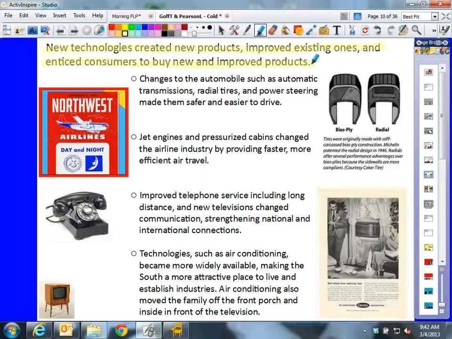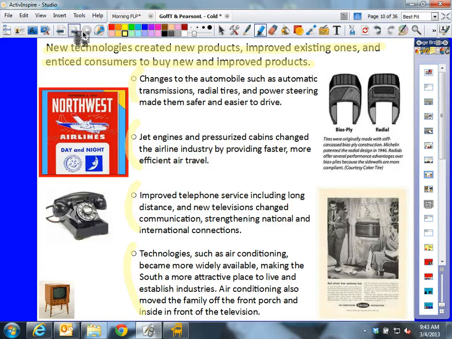One that was really important was air conditioning, because it became more widely available, making the South a more attractive place to live and establish industries. Air conditioning also moved the family off the front porch and inside the house to the front of the television. Think about how each of these things would have changed life. I would make sure that I write something down regarding each of these improvements upon lives that people had the ability to experience during this time, and then take a look at some of the different pictures and advertisements that go with each.